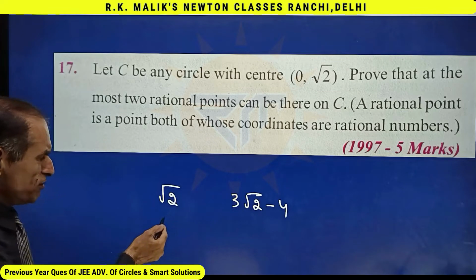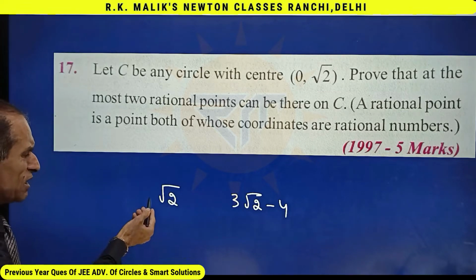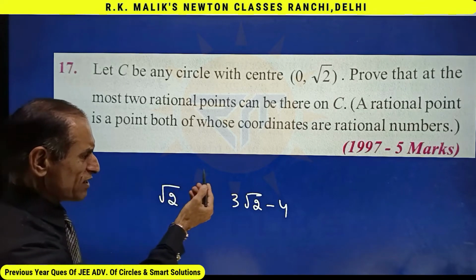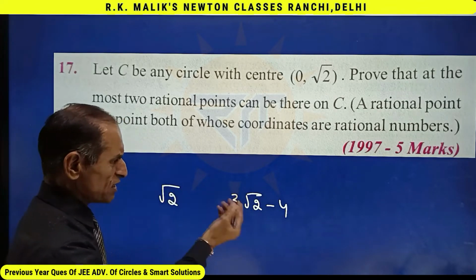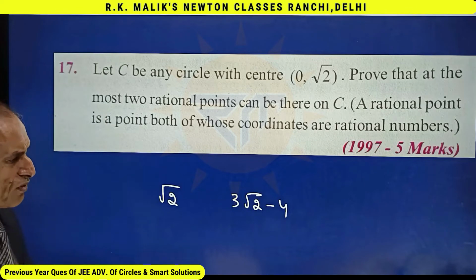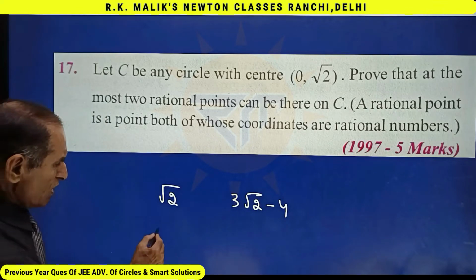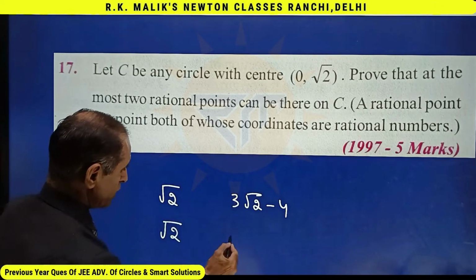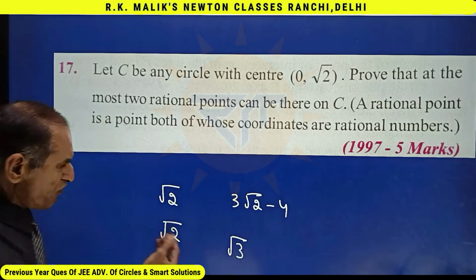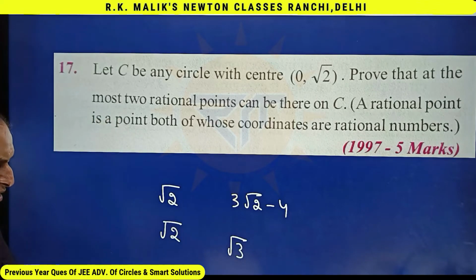A rational operation on it means multiplying, dividing, adding or subtracting by a rational number. If I can get this, then I will say they are the same type of irrational number. But root 2 and root 3 are different types of irrational number.